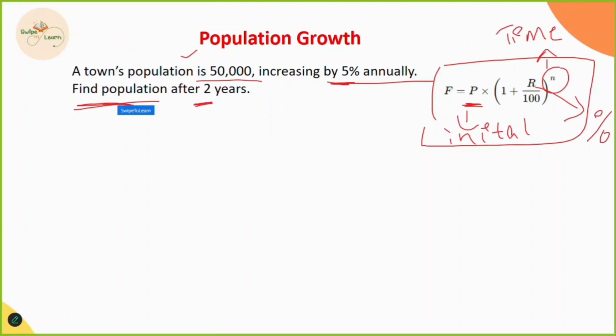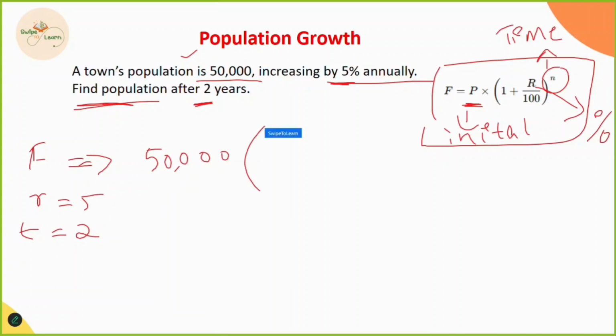Okay. Final population equals... the annual rate is 5%, which means R equals 5. And we have N as 2 years because they're asking us to find the population after 2 years. The final population will become the initial value, which is 50,000 into 1 plus R, which is 5, divided by 100, whole power N, which is 2, because after 2 years.